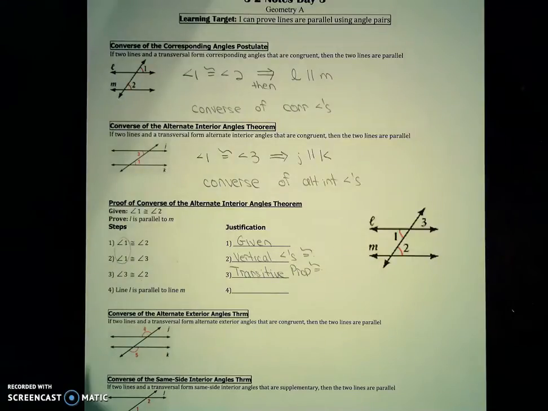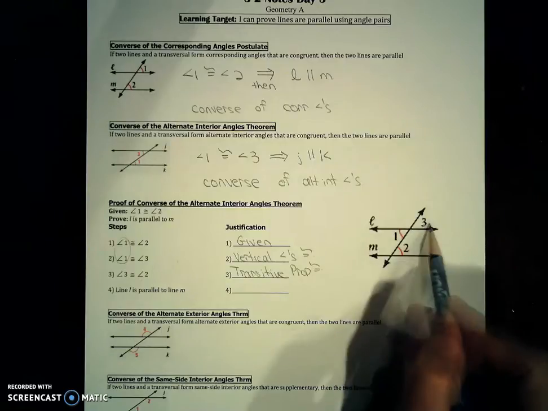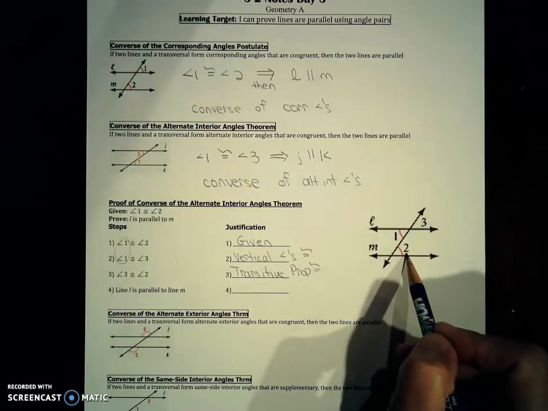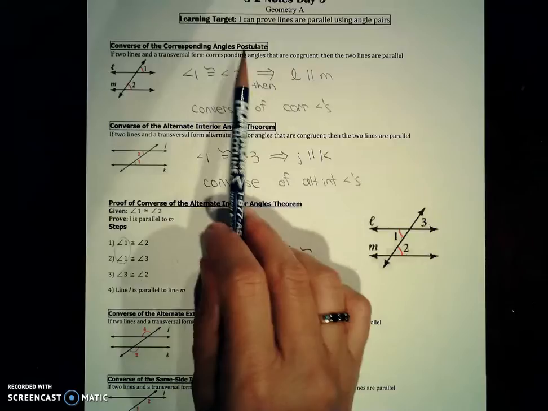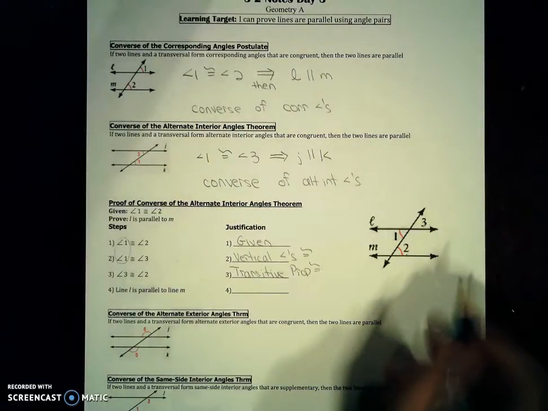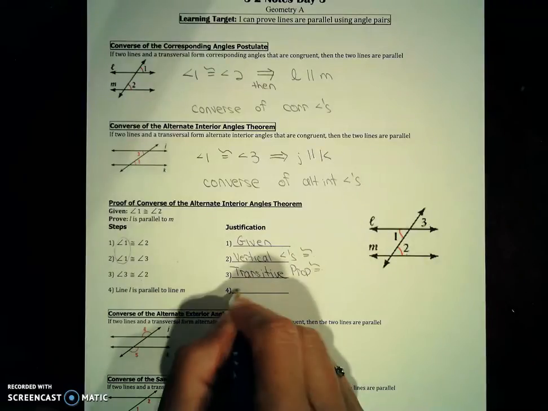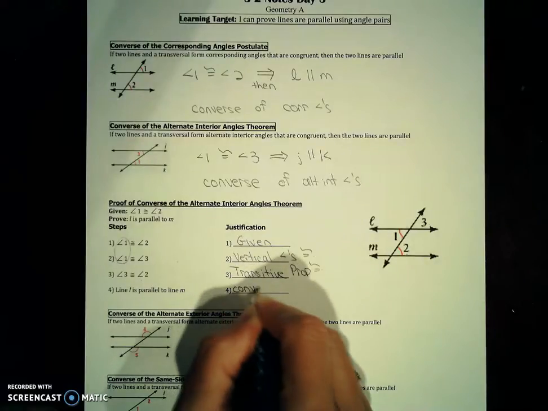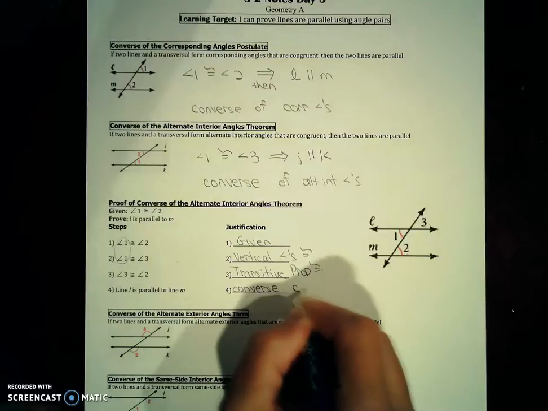And finally, why is line L parallel to line M? Well, if you take a look at angle 3 and angle 2, we're actually using the corresponding angles postulate, which said if these two angles are congruent, then the lines are parallel. So this is converse of corresponding angles.